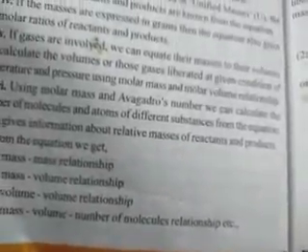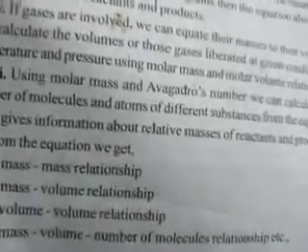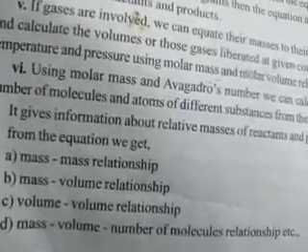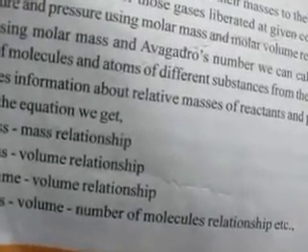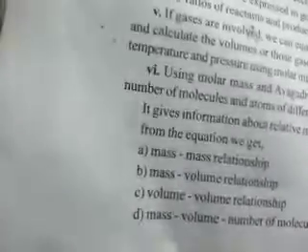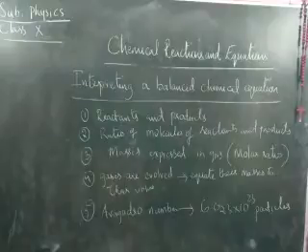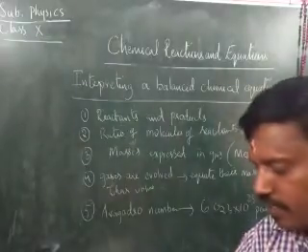And here it gives the information about the relative mass of reactants and products. From the equation we get mass relationship, mass volume relationship, volume relationship, and mass volume relationship of number of molecules relationship, etc. We will be learning in detail about this mass volume and mass relationship by taking up an example in the next class.